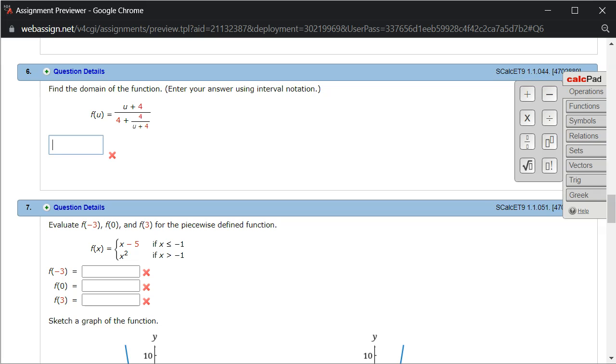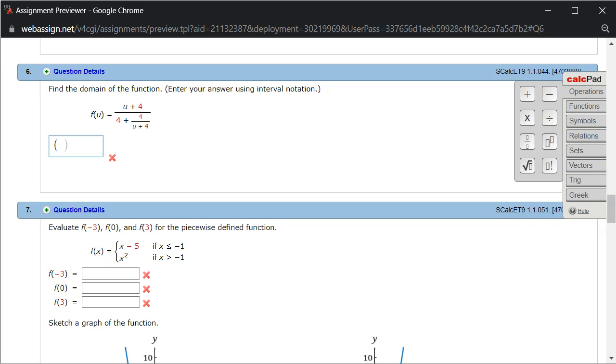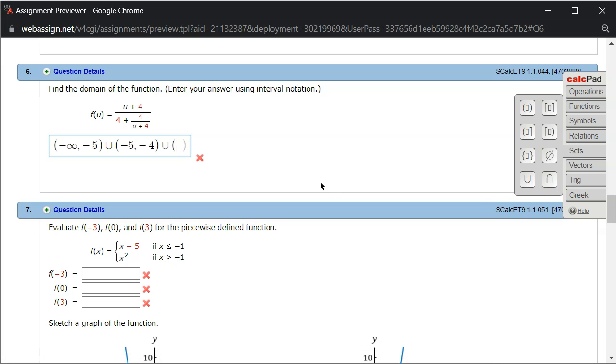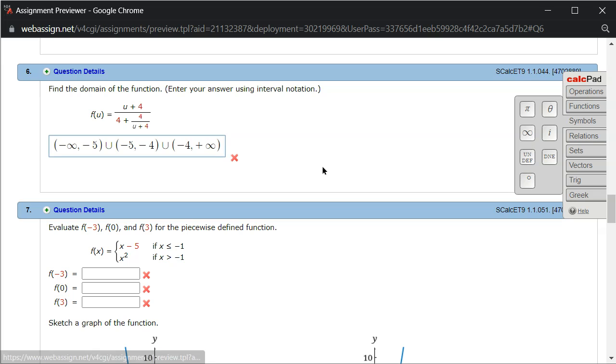The domain is going to be from negative infinity to negative 5, and then union. You can use the set notation here. So here's a union, and then you go from negative 5 to negative 4. Then union again, and then go from negative 4 all the way to positive infinity. There's an infinity symbol, so you can use that there.